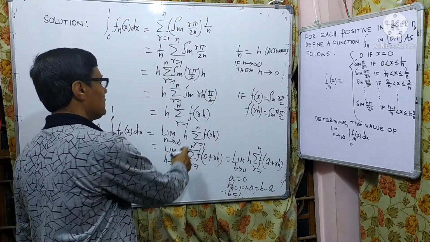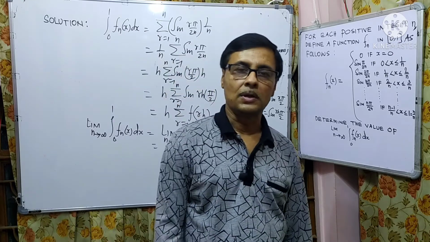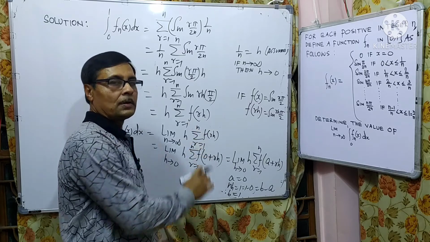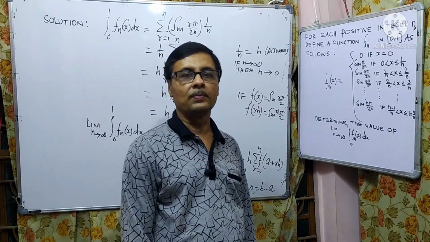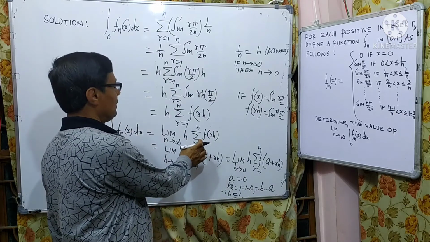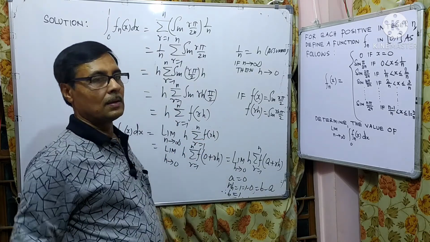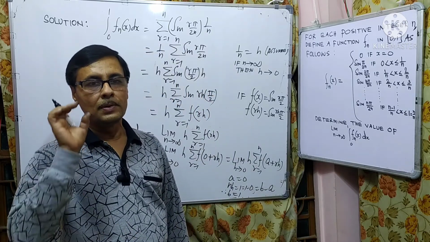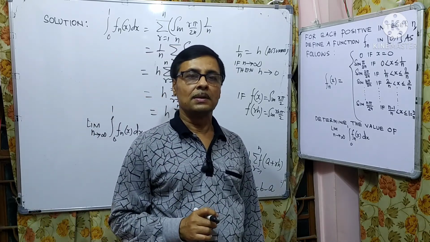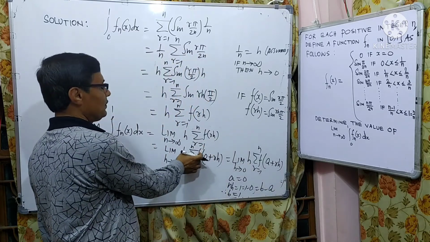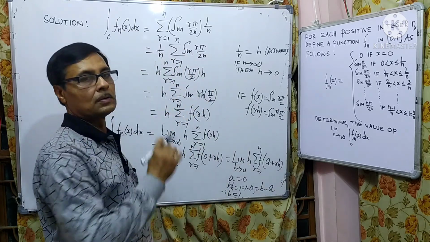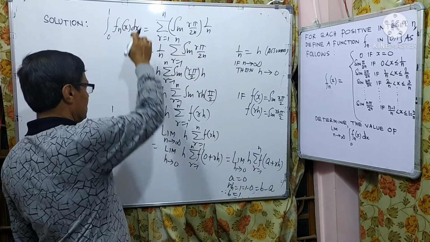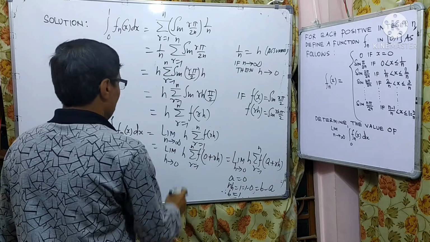And this is also the limit of a sum of the function. This obeys the definition of definite integral, and the definition of definite integral is the limit of a sum. Any definite integral can be written as the limit of a sum. This is the limit of a sum, and this limit of a sum is also the definite integral 0 to 1 fx dx.